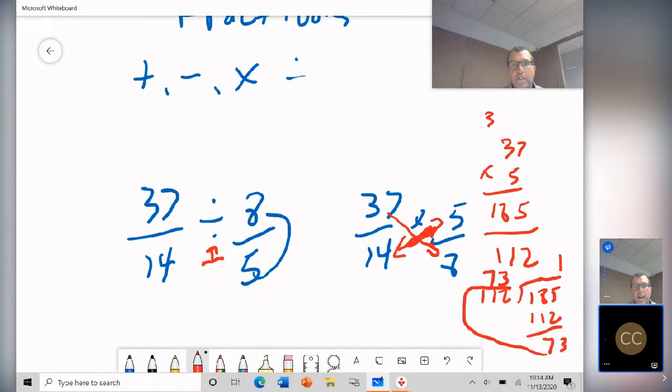All right, I'll post a couple worksheets that just have all 4 functions, so you can work on this a little bit more.